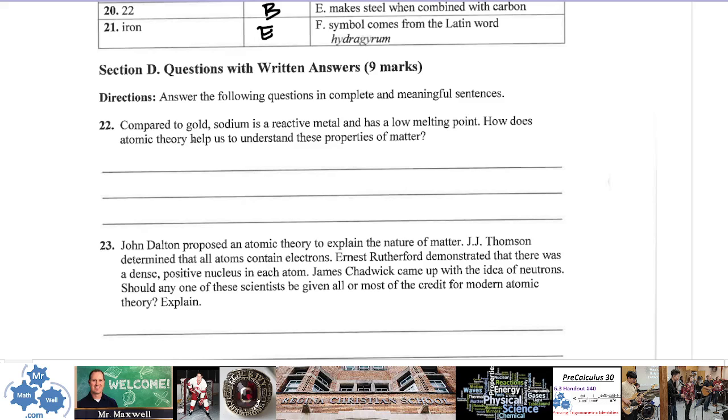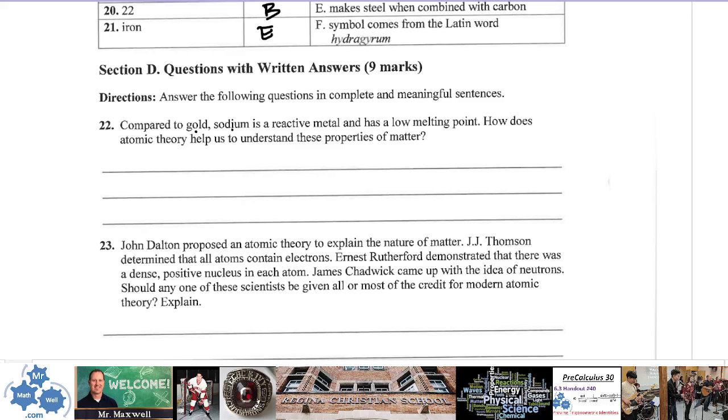Okay, so compared to gold, everyone listening? Compared to gold, sodium is a reactive metal and has a low melting point. How does atomic theory help us to understand these properties of matter? Okay, what are some guesses here? Okay, this is just a guess. Can I just read what I put? Yes, please, read what you put. This helps us understand the world.